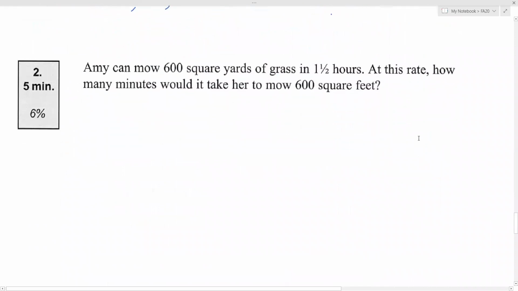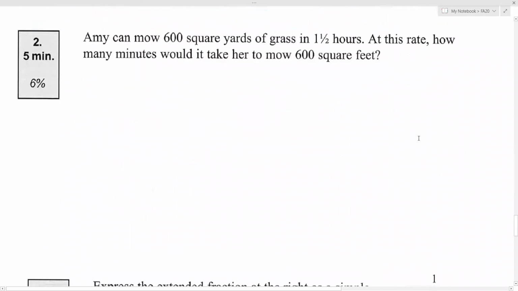Now question number two. Question number two is so easy. You look at the percentage, okay? It's 6%, right? Actually, this is not even a fraction. Okay, so I want to read the question first. Amy can mow 600 square yards of grass in 1.5 hours. At this rate, how many minutes would it take her to mow 60 square feet? The only thing here is a unit conversion. Okay, Andy, do you know how to do it?